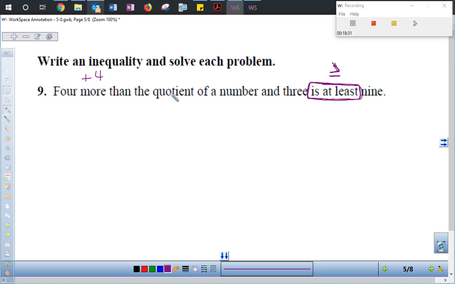Then it says the quotient of some number and 3. Now I don't know what that number is, so I'm just going to call it x. But quotient represented division. That was one that we struggled with sometimes. So I want 4 more than the division of x and 3. And then on the right hand side, we just have 9. So let's write our inequality. I want to start with that x divided by 3. So x over 3 plus 4 is at least, so greater than or equal to, 9.